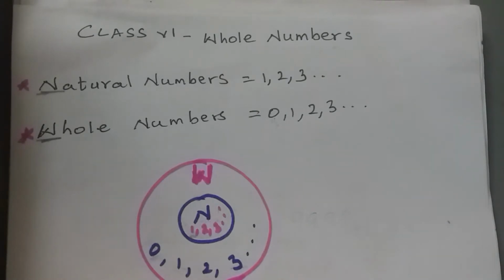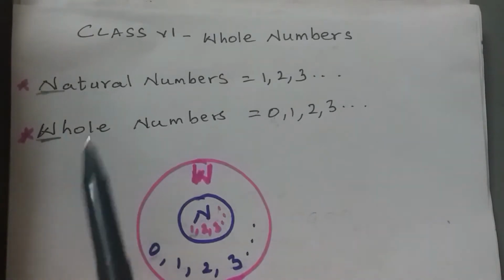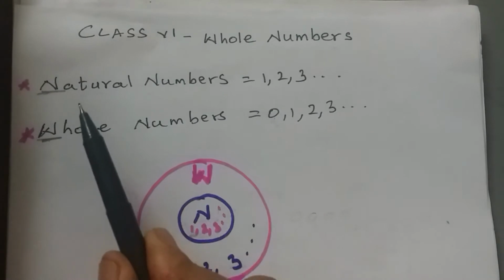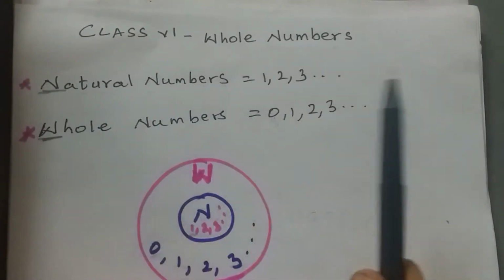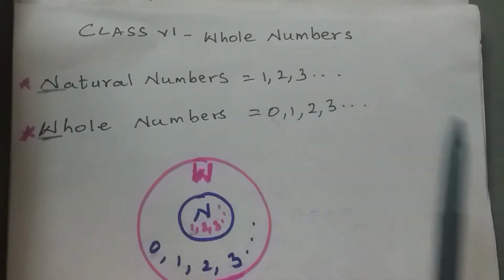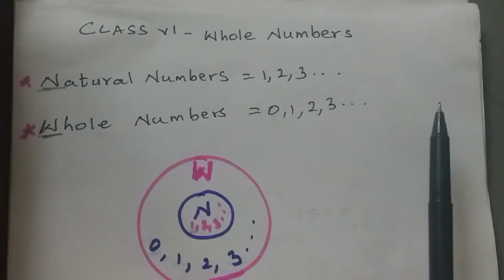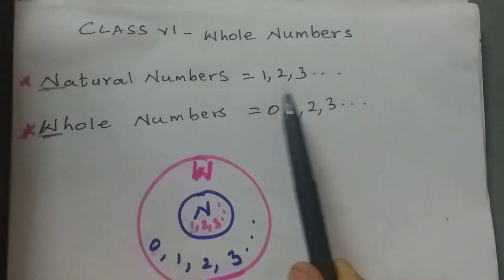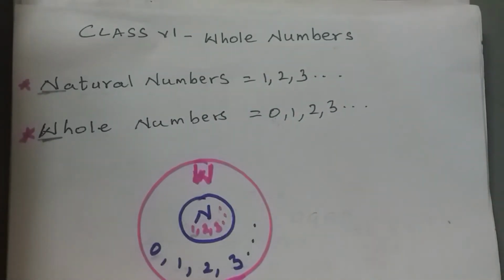Before we go into whole numbers, first see what are natural numbers. The natural numbers are just the counting numbers 1, 2, 3, etc. It goes on and on and on. There is no end. These numbers are called natural numbers, which we know already.